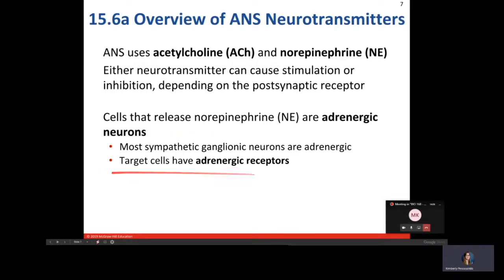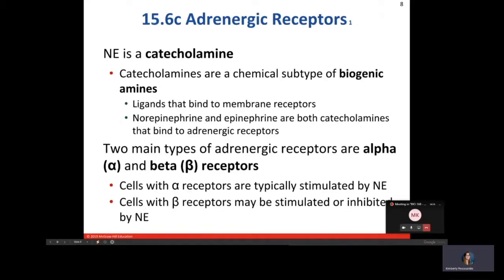And those target cells, most of the effectors, have adrenergic receptors. So an adrenergic receptor is like a norepinephrine receptor, and it's going to bind to both norepinephrine and epinephrine. We talked a little bit about the different classes of neurotransmitters back in chapter 12. Norepinephrine is a catecholamine. Catecholamines are a chemical subtype of the biogenic amines, right? And the biogenic amines are one of those 4 different types of neurotransmitters. They are ligands, like little chemicals that bind to the membrane receptors.